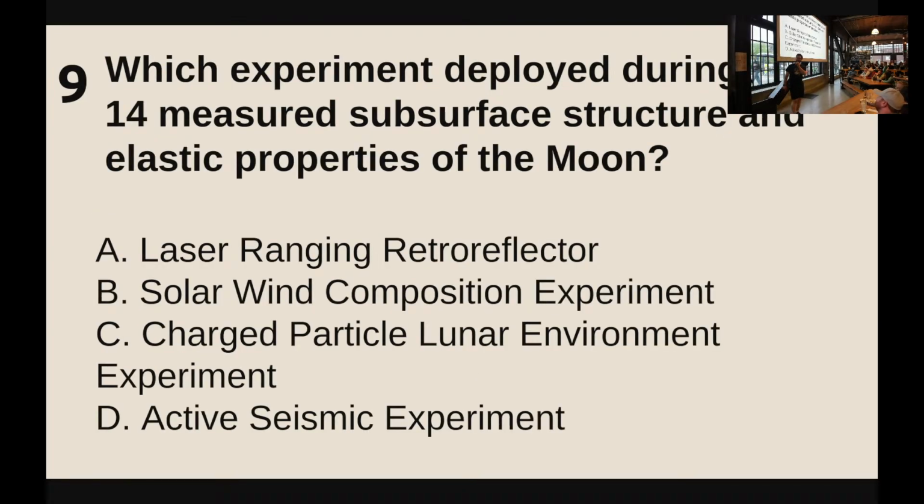Question 9. Which experiment deployed by Apollo 14 measured subsurface structure and the elastic properties of the moon? Is it A, the laser ranging retroreflector, B, the solar wind composition experiment, C, the charged particle lunar environment experiment, or D, the active seismic experiment?